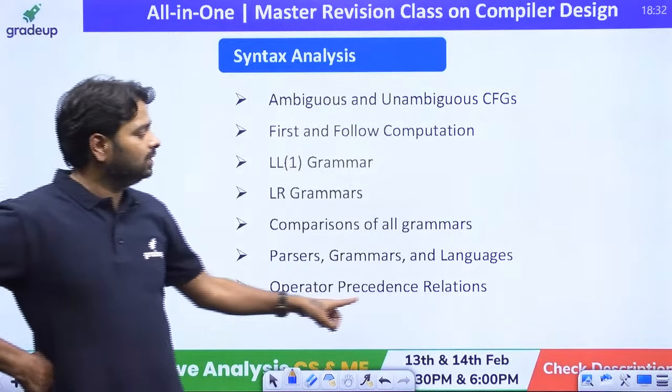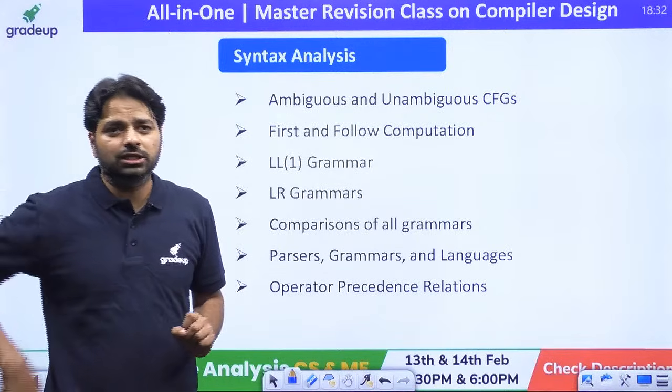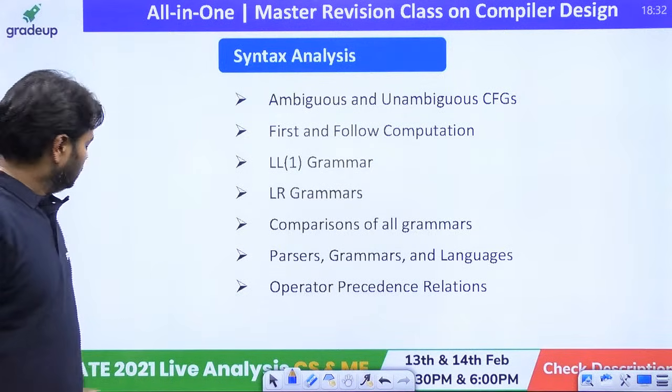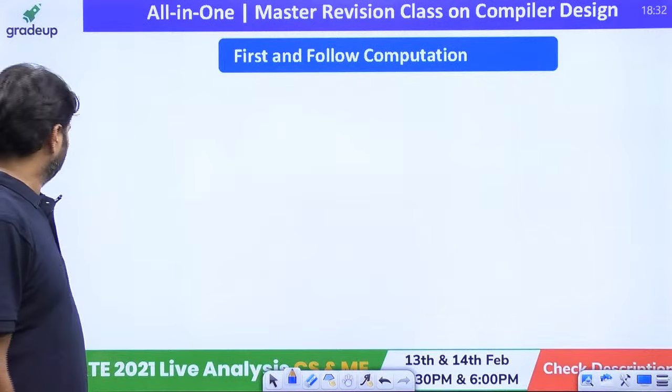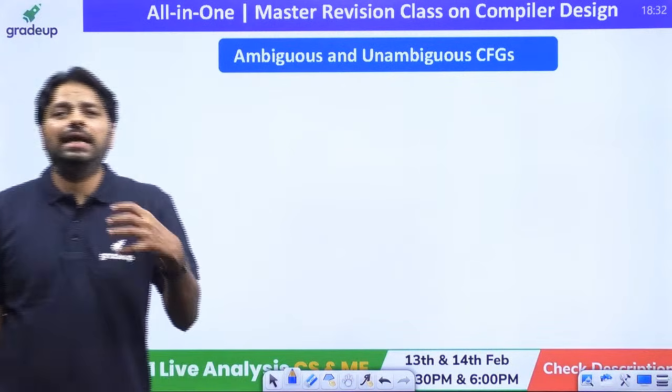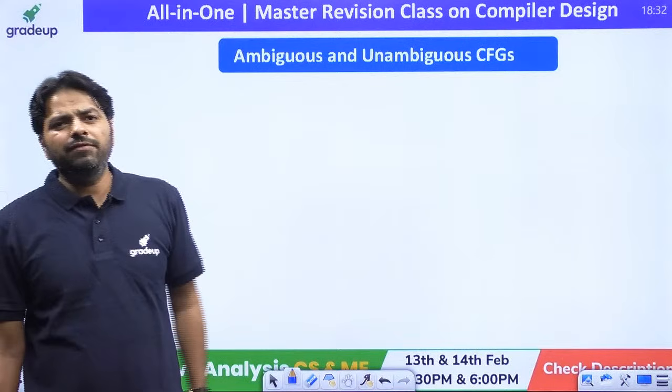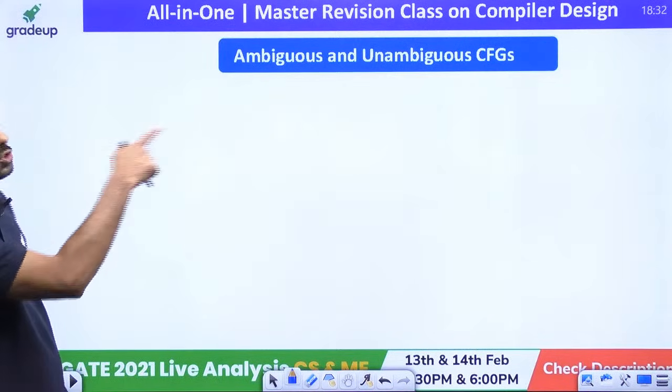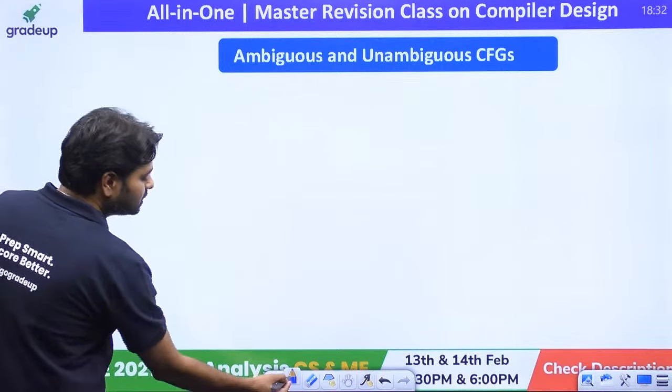Yeah, we have the last topic, operator precedence relations. Come on. Okay, let's move to the first one. Tell me what are the things you have learned in ambiguous and unambiguous. Have you remembered all the concepts? Let me revise these 2 points. What is ambiguous?